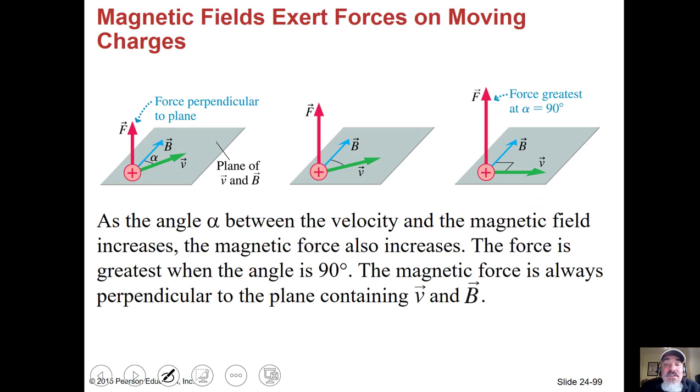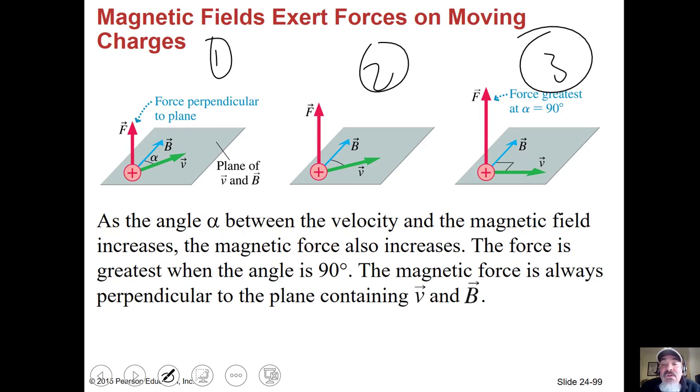Okay, and you can see from these pictures, I'll just say this is 1, 2, and 3. There's an angle between V and B, and then the force is perpendicular to the plane made by V and B. So notice too in 1, 2, and 3, the force is the largest in number 3. So when V and B are perpendicular to each other, that's when the force is the greatest. When V and B are lined up with each other, the force is 0. And then in between, it gets larger and larger as the angle gets bigger and bigger.